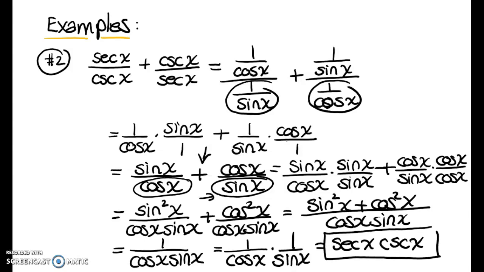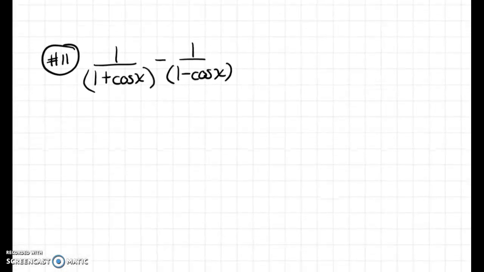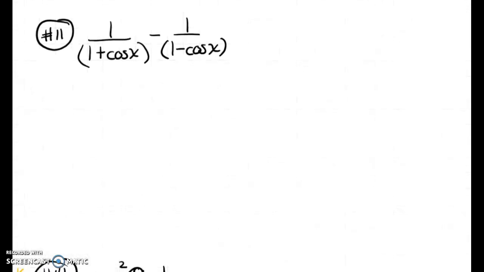So there were a lot of little manipulations I did to get this final answer. All right, number 11. The indicated operation here is subtraction. So I can't really subtract unless I have a common denominator. So I'm going to take this very first expression, my common denominator, my LCD, is going to be 1 plus cosine of x times 1 minus cosine of x.